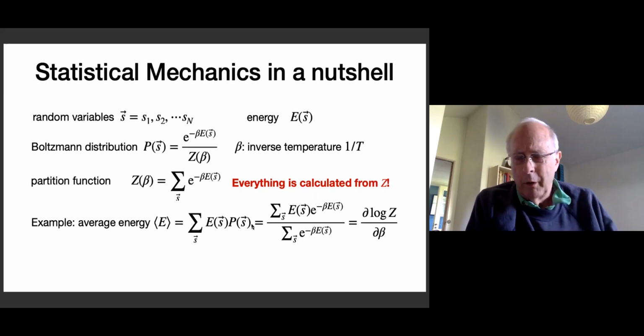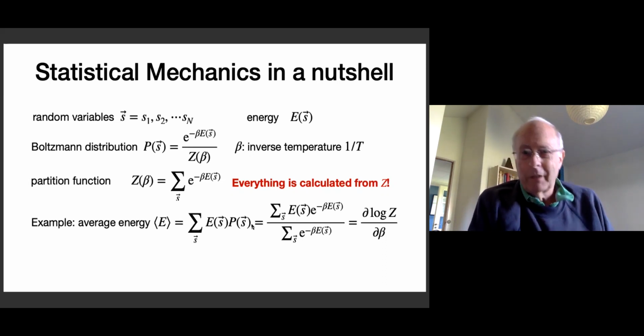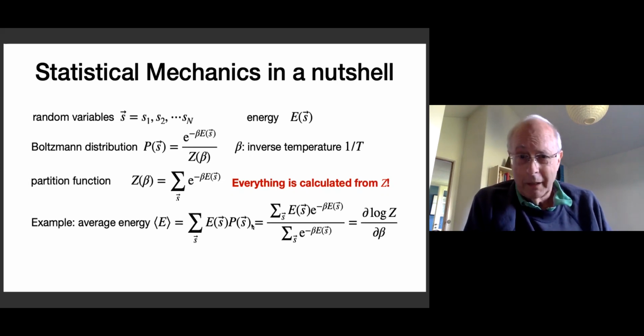Okay, so you can put other parameters in the Hamiltonian and take derivatives with respect to them to get almost anything you want. So that's the whole story of statistical mechanics.